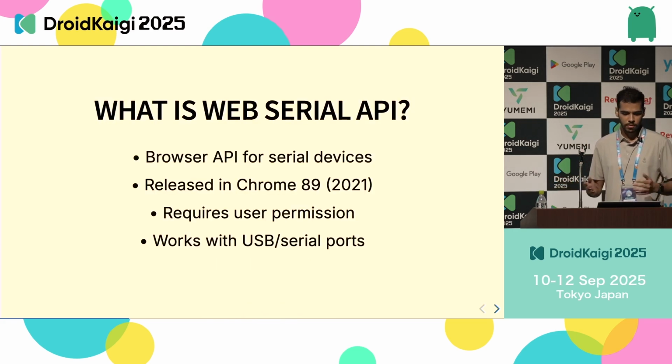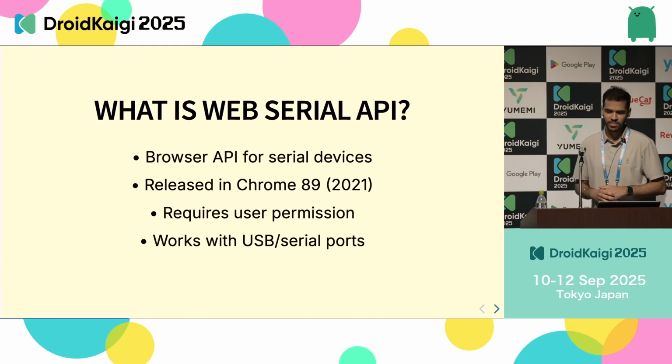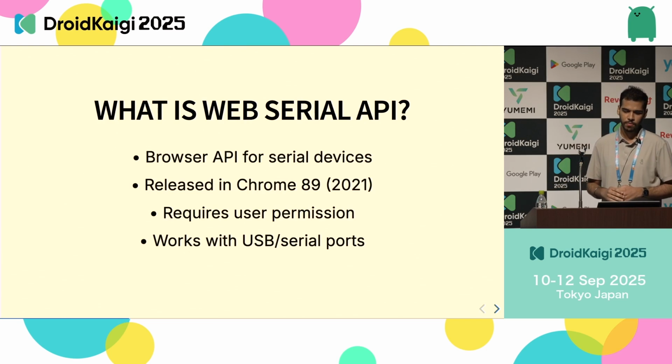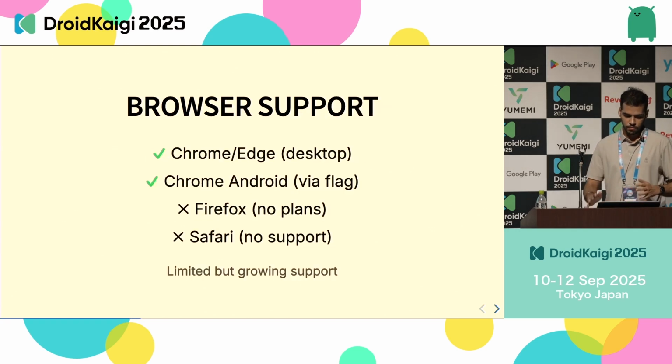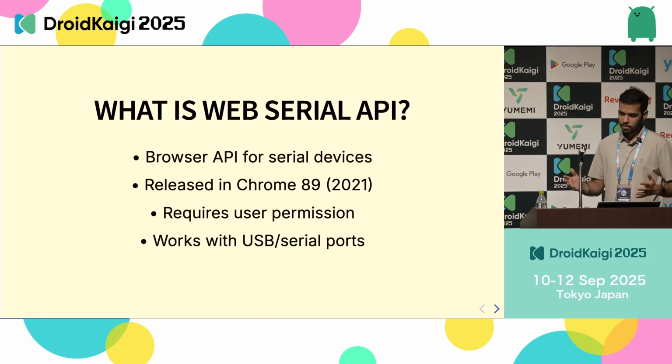Most developers today do not know about it. It was released by Google in Chrome 89 in 2021. And the main point is it requires user permissions. What that means is first you have to use a device picker. The user has to select a device, and then you have to give it access to that session. So that means it has a lot of user permissions. It's a little bit bothersome to do it every time.